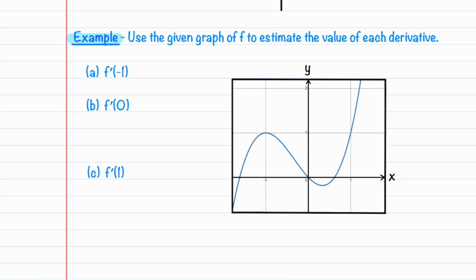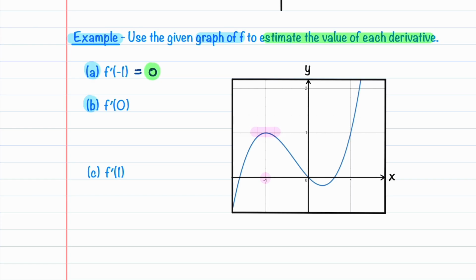Let's now walk through an example where we are going to use the graph of f to estimate the value of each derivative. In part A, we want to find the derivative at -1. So that means what we have to do is go over here to our graph, find -1, and then find the slope at -1. That slope is equal to 0, so our derivative is equal to 0.